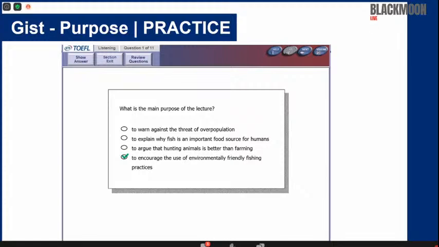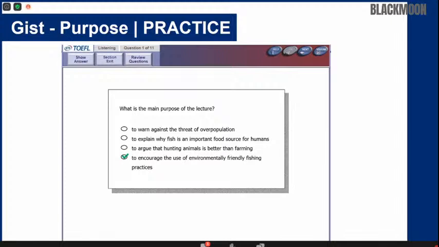I can see quite a few of you said 2, to explain why fish is an important food source for humans. Was that the main purpose of the lecture? Was that what he was talking about throughout the lecture, or was it sort of like a digression? So he said that we need to come up with more environmentally friendly fishing practices because fish is important to us, and the reason why it's important is what he says is an important food source, and then he lists those reasons. That was not the purpose.